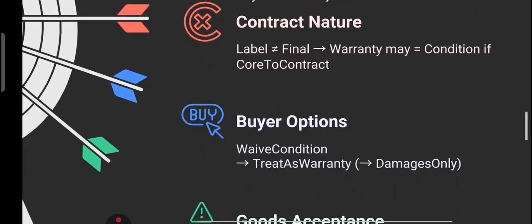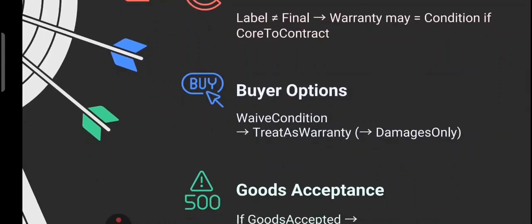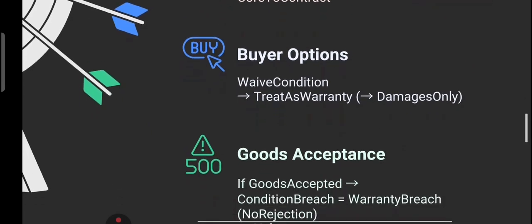Now, buyer's choice. The buyer has the power to waive a condition and treat it like a warranty, claim damages and continue the contract. So flexibility comes into the picture.